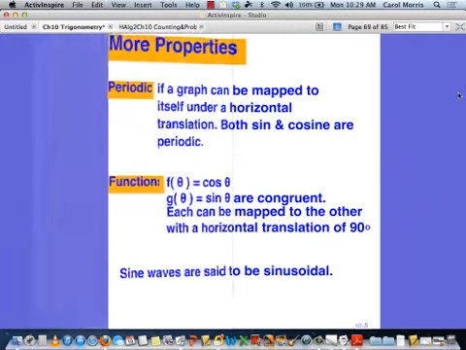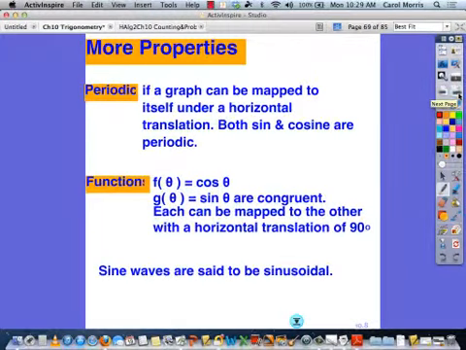A couple other characteristics and things you need to look at that are new. If a graph can be mapped to itself under a horizontal translation, it is periodic. Both the sine and the cosine are periodic. And you saw that they looked exactly the same in terms of their peaks and their valleys, the width of the curve. And so we can say that these two graphs are really congruent and that they have a horizontal translation of 90 degrees.